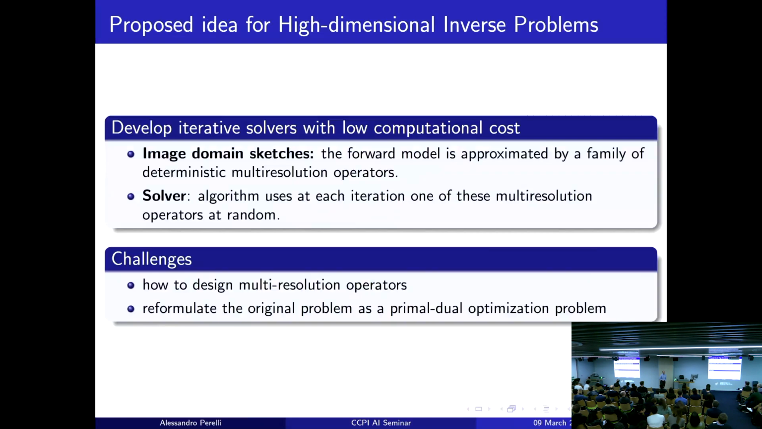So the question here is, can we instead leverage fast and deterministic image domain multi-resolution sketching operators and then design a solver that can leverage this, meaning that it randomly selects one of these multi-resolution operators in an iterative fashion. So now we will explain our idea to design this sketching operator and then the solver as well.